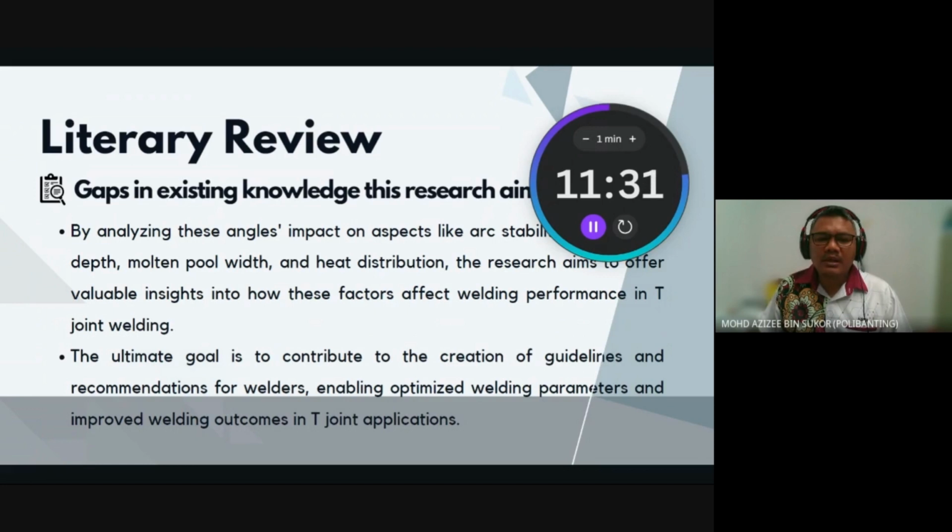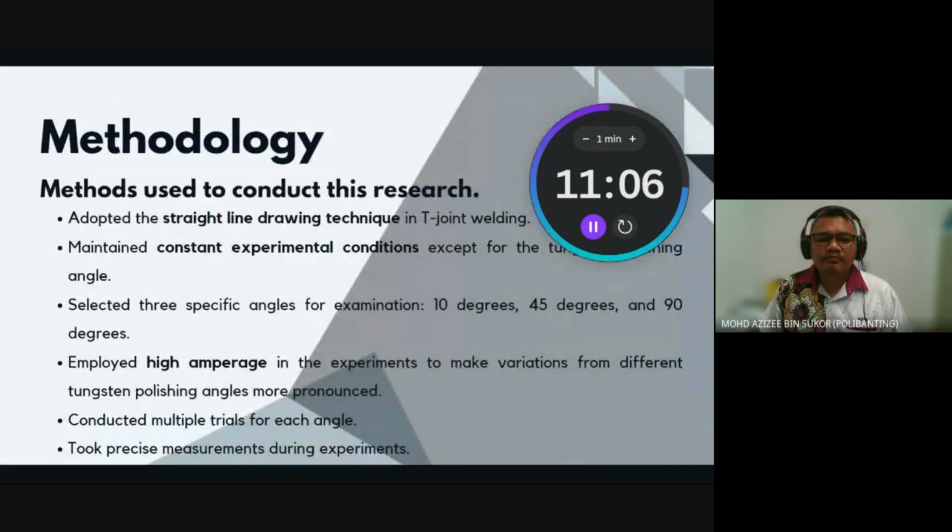The study examined how polishing angles affect arc stability, penetration, molten pool width, and heat distribution in T-joint welding. It aims to offer insight into the influence of these angles on welding performance and molten pool dynamics. This insight will aid in formulating guidelines for welders to enhance quality and outcomes in T-joint welding.